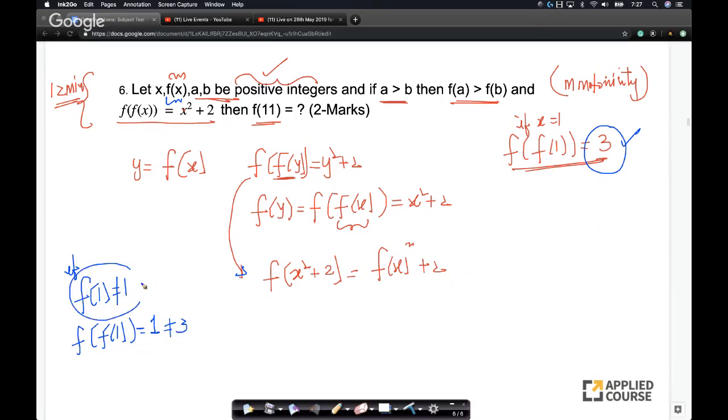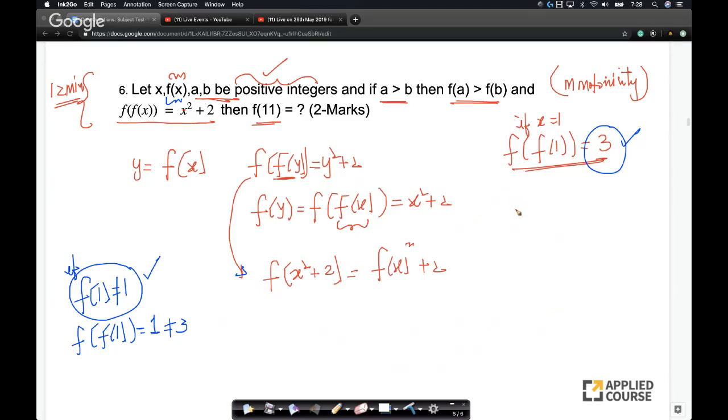Okay, so this cannot be equal to 1. Next option. Can it be equal to 2? Before we go and see whether it's equal to 2, I also want to prove that it cannot be 3. Let's take 3, for example.